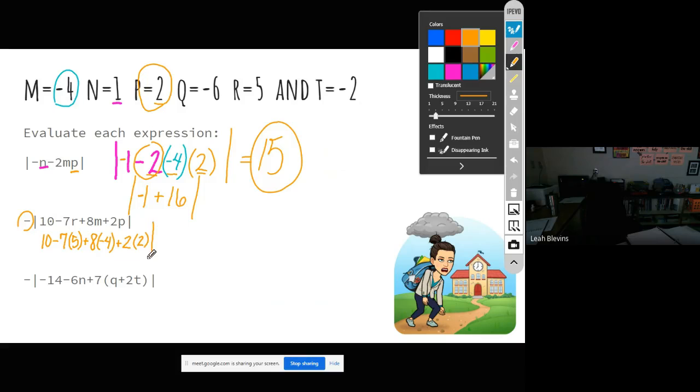It's going to be times 2. Anytime they're side by side here, this implies multiplication. Of course, you're thinking it's a positive 2, right? The 2 times a positive 2. All right, so now let's go ahead and evaluate.